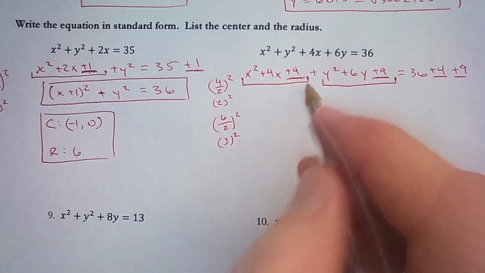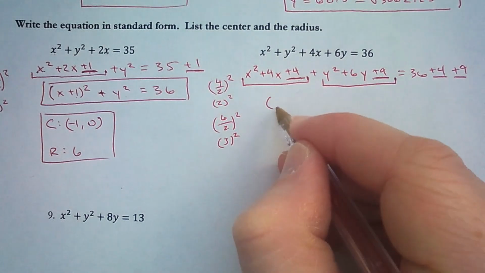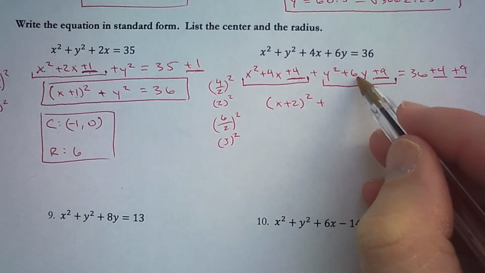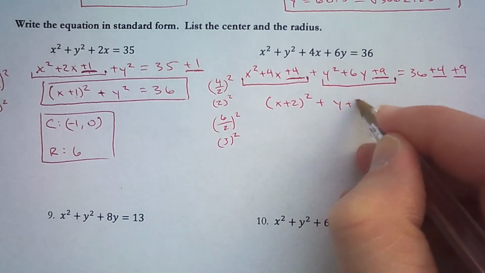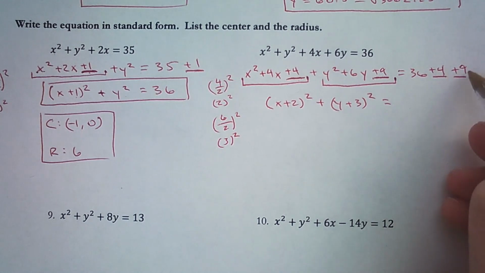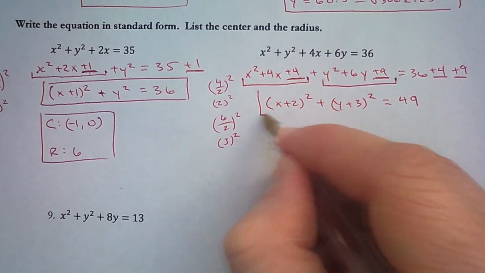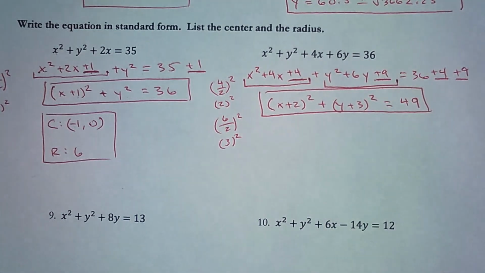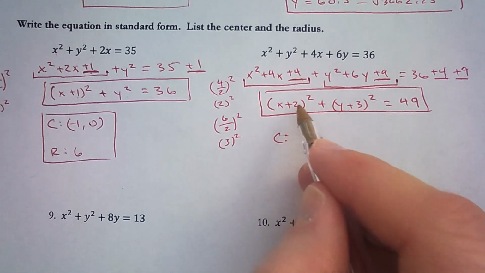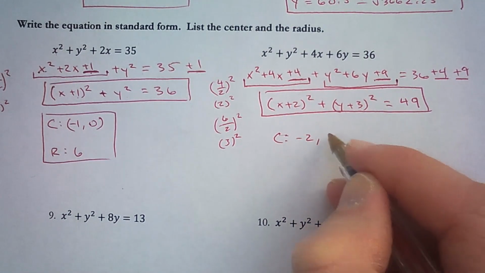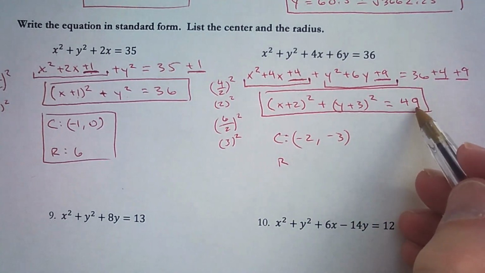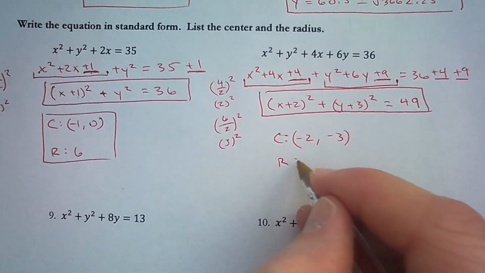Okay, so now we factor. Half of b here is 2, so x plus 2 squared, plus half of b here is 3, y plus 3 squared, and then 36 plus 4 is 40, plus 9 is 49. Here is the standard form. For the center, we take the opposite of the numbers here, h and k. -2, -3 is the center, and the radius is the square root of this number right here, which is 7.